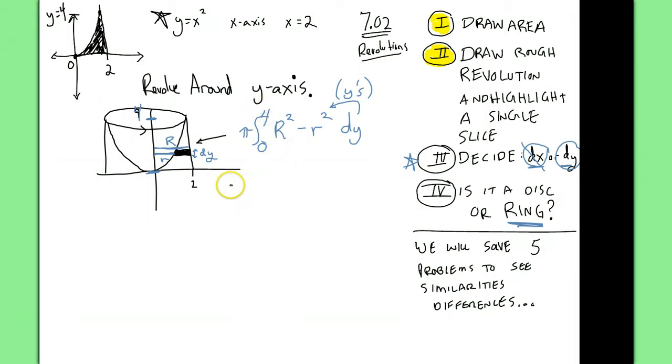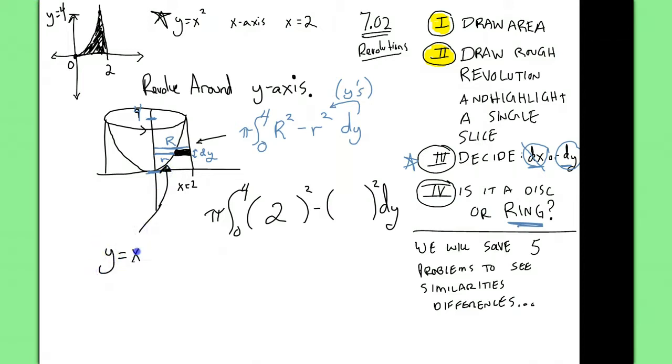Now we're going to start by getting my equations here. So I can't just use r. I think you know that. So we're going to get them in terms of y. So my integral is pi from 0 to 4 of my large radius squared minus my small radius squared dy. So my large radius, well, let's look what it is. My large radius is x equals 2. So my large radius is 2. That's it. Now my small radius is a little more complicated. My small radius is the equation y equals x squared. But remember, I have to have it in terms of y. So this is really x equals square root of y.